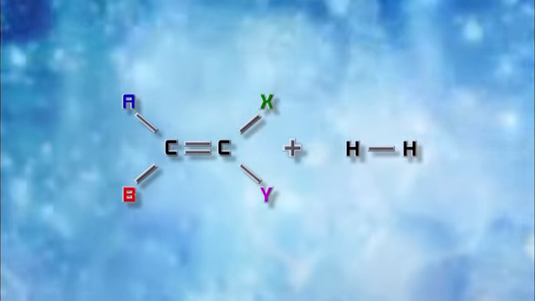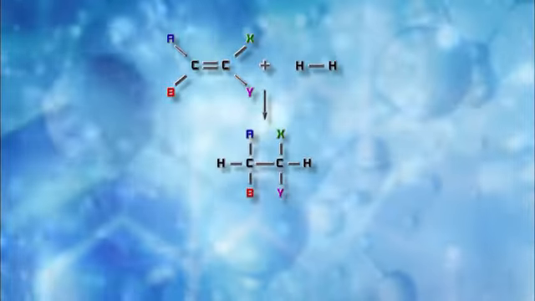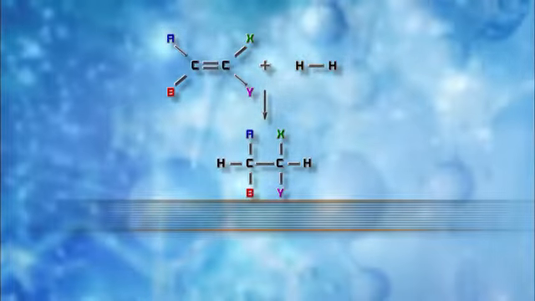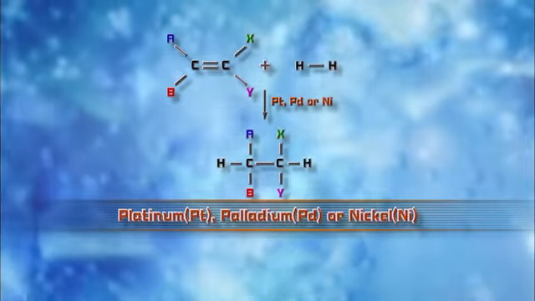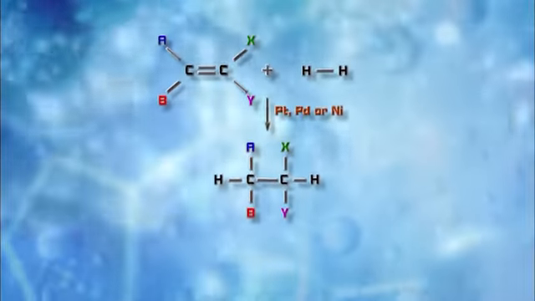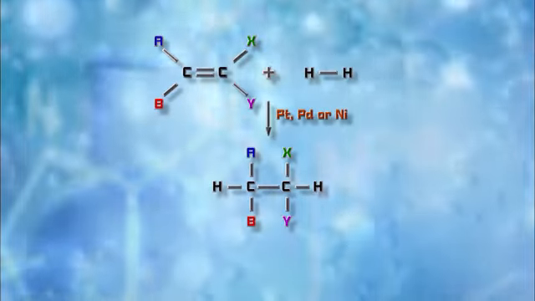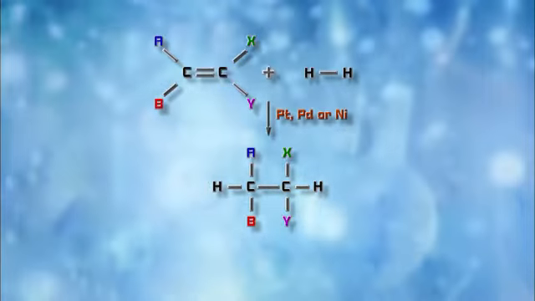A typical addition reaction is the hydrogenation of alkenes to give alkanes, where platinum, palladium, or nickel is used as the catalyst. In hydrogenation, H2 is added to a multiple bond, such as a double bond.